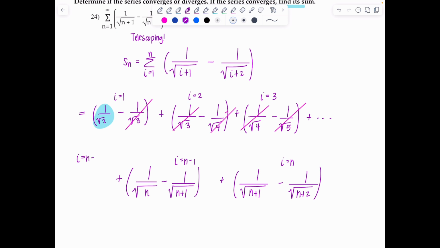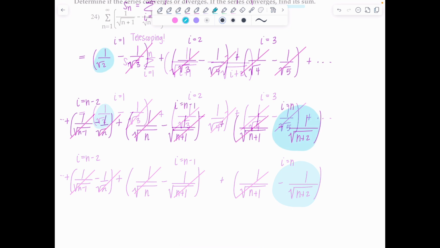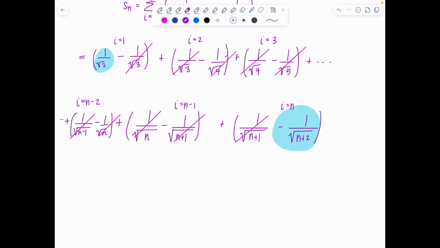I feel good. I know there's one survivor, so I already can tell who it's going to be. We could do another one. Why not? This is rad n minus 1 minus 1 over rad n, dot, dot, dot. Okay, so look, who's canceling? The rad n plus 1s. These guys will eventually cancel. But here's my survivor, 1 over rad n plus 2. Okay, so now I have a simplified expression for s sub n. It's just 1 over rad 2 minus 1 over rad n plus 2.